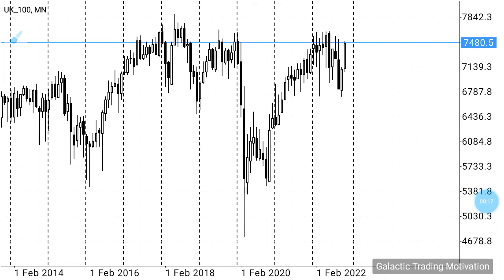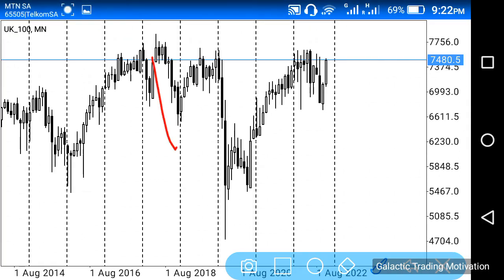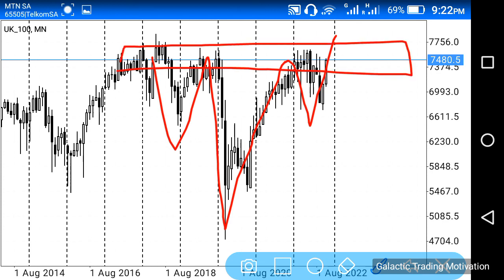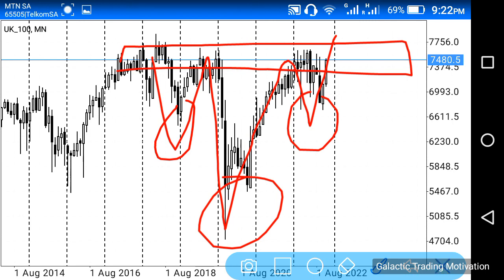So in regards to the monthly chart of UK100, the first thing that I can see on my side is how we have this inverted head and shoulders pattern, which has a neckline more or less at that level, right? This would be the left shoulder and this would be the right shoulder. Or rather, this would be the head, right?